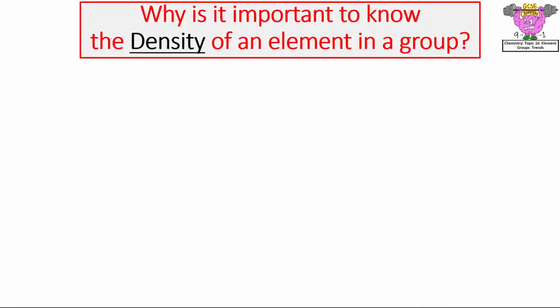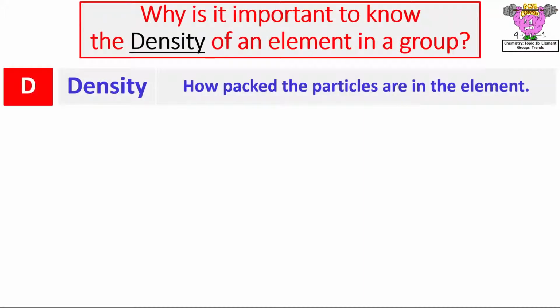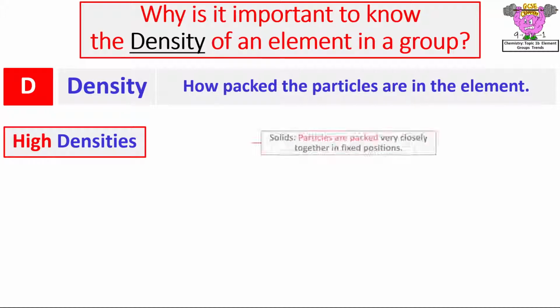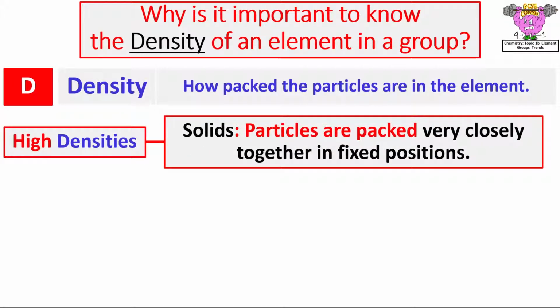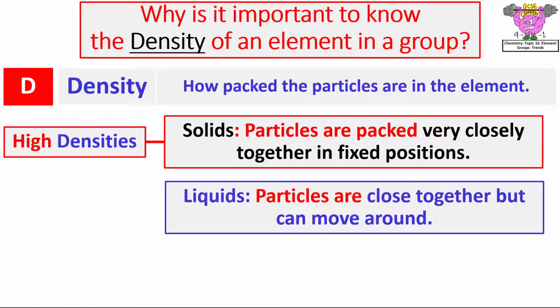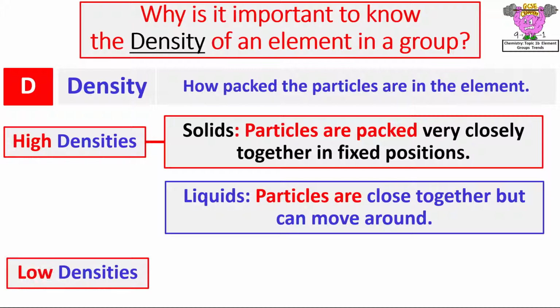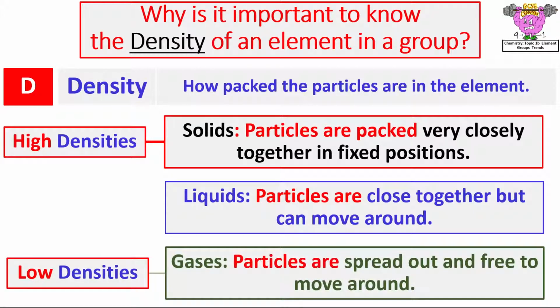Why is it important to know the density of an element in a group? Density of an element depends on how packed the particles are in the element. High densities, solids, particles are packed very closely together in fixed positions. Liquids, particles are close together but can move around. Low densities, gases, particles are spread out and free to move around.